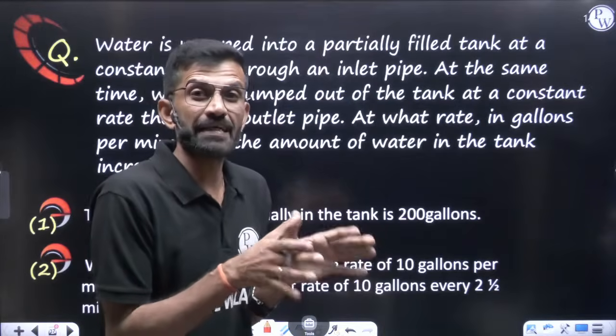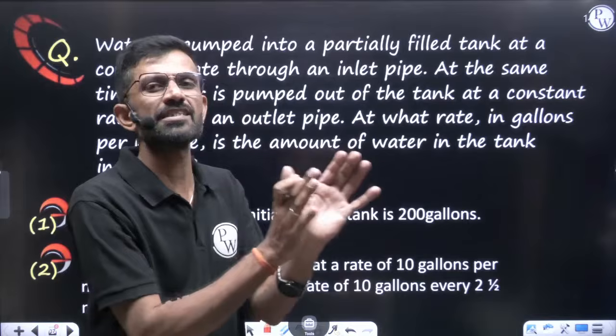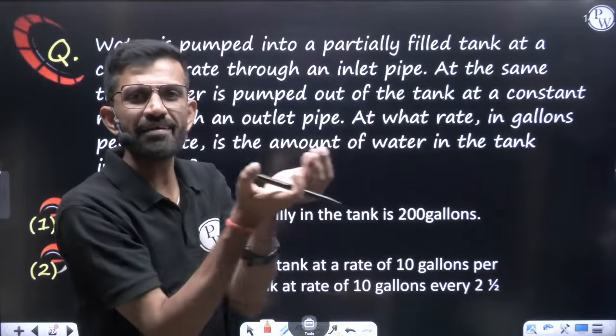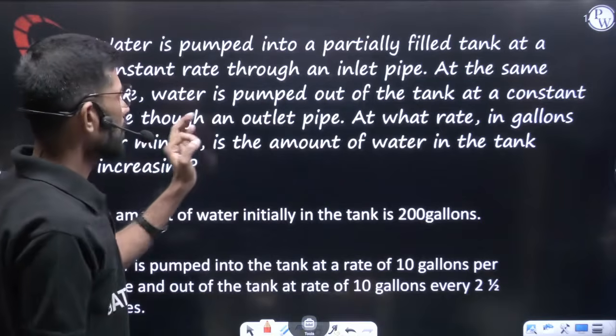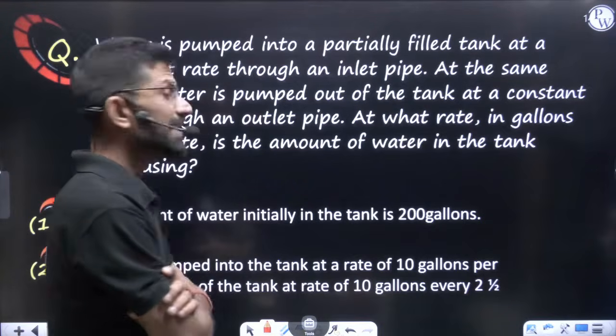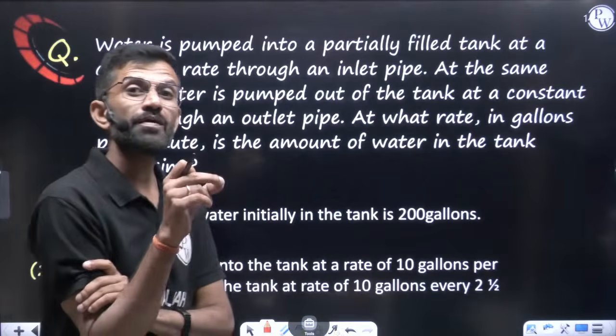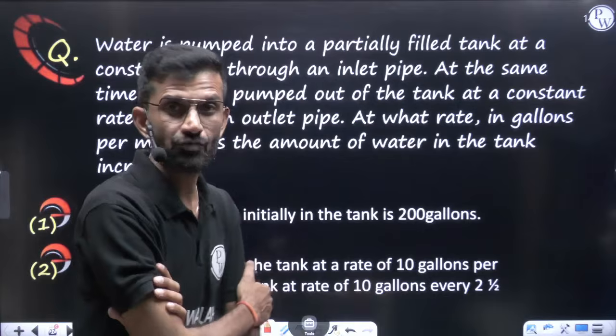So constant rate means fixed rate. It is not sometimes more inlet, sometimes less inlet. It's not like that. A constant rate inlet is going on, and a constant rate outlet, drain, is also going on. Now, at what rate in gallons per minute is the amount of water in the tank increasing? They are asking how many gallons of water per minute are increasing in that tank.